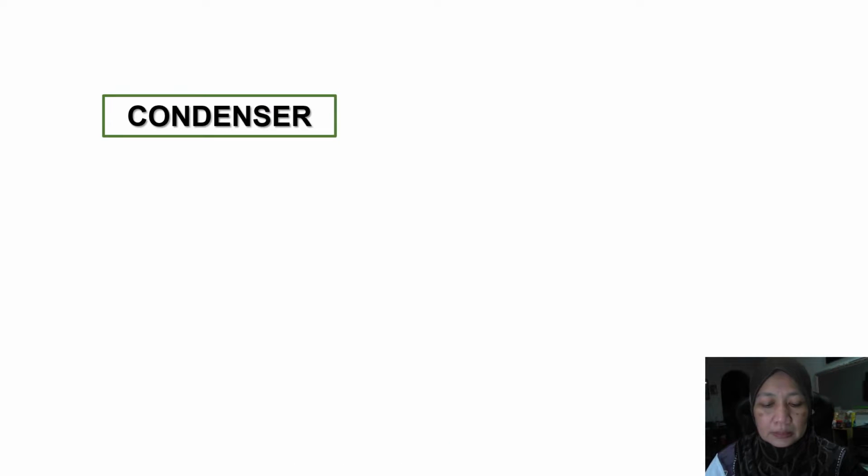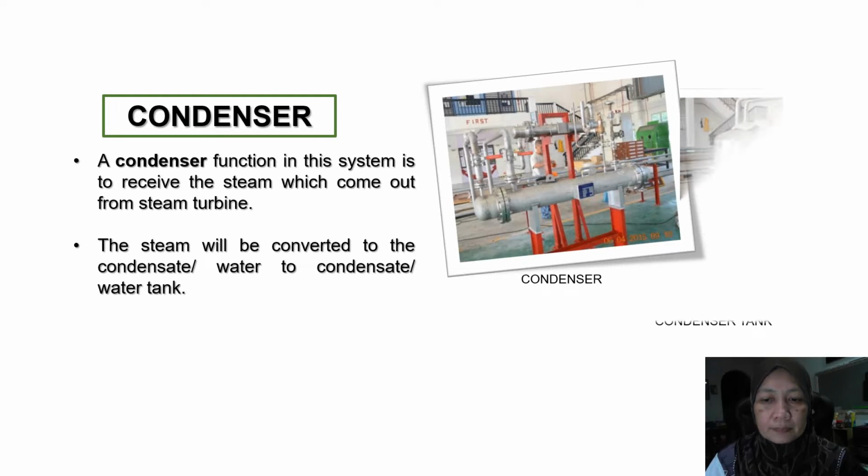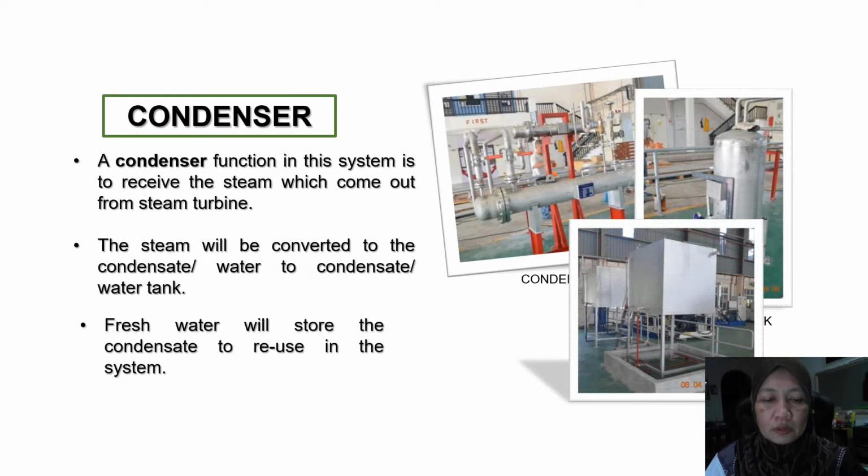A condenser in the system is to receive the steam which comes out from the steam turbine. So the steam will be converted to condensed water and sent to the condensate water tank. The fresh water will store the condensate to use in the system again and again. So that's all for me.